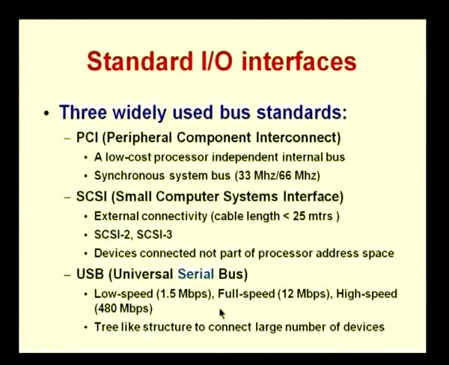So when we talk of USB, these are terms that we come across: a low speed USB, a full speed USB, or a high speed USB. Low speed typically works at about 1.5 megabits per second, that is the data transfer rate. Full speed is about 12 megabits per second, and high speed is about 480 megabits per second and so on. The way the devices are connected on a universal serial bus is by means of a tree like structure, so that you can have a large number of devices connected to a single USB bus. Okay, these are the three standard buses that we see.